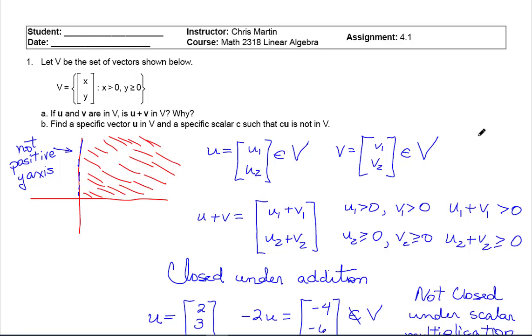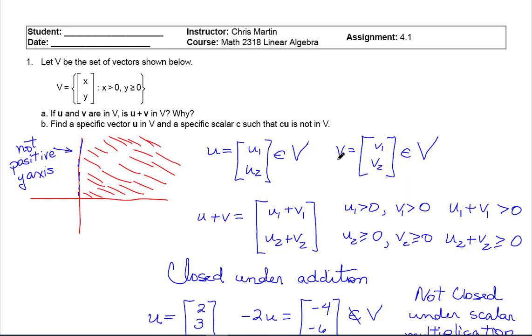So in question 1 here, we have a collection of vectors. This collection consists of all the vectors of the type x, y in R2, where the x coordinate is greater than 0 and the y coordinate is 0 or bigger. So it does not include points that live along the positive y-axis.